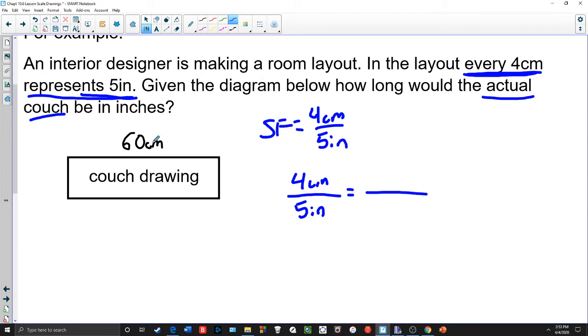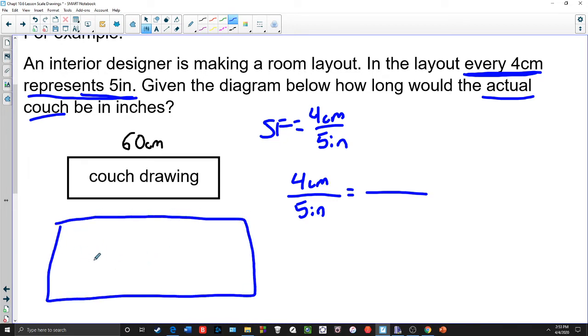So now your question is, okay, this 60, does that belong on top or bottom? Because again, what's happening here is I have an imaginary or real couch. So this is the actual couch, the real couch. And I want to know how long it is. So if I did 4 centimeters to 5 inches and 60 is a centimeter number, well, that means that 60 is going to go on top because that's where my centimeter number went the first time. Centimeters on top, centimeters on top. Inches on bottom, inches on bottom. If you want to put inches here, that's fine too.